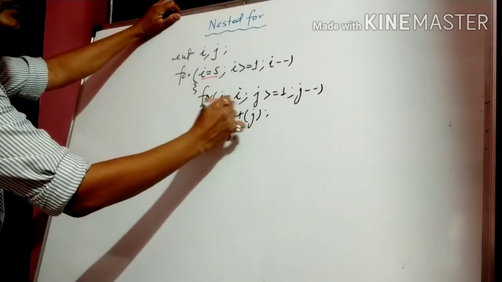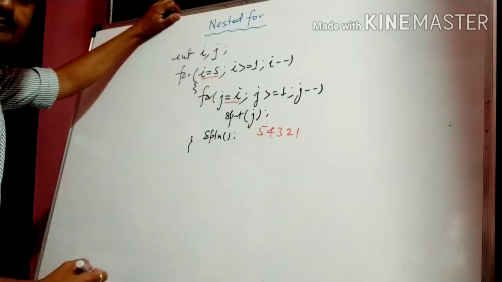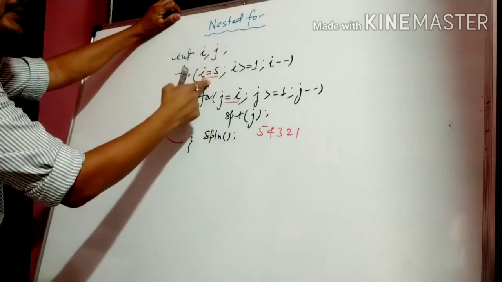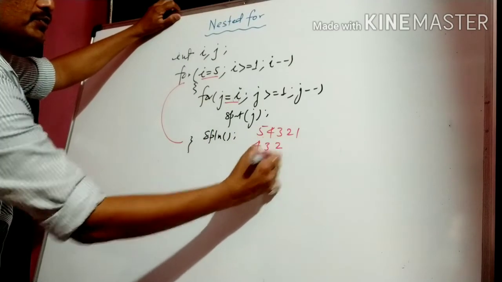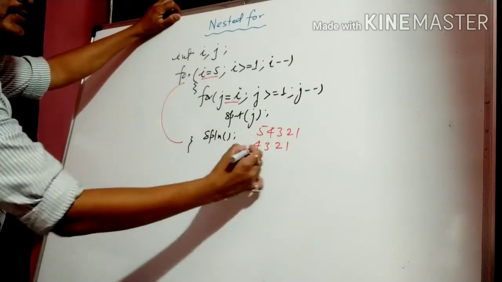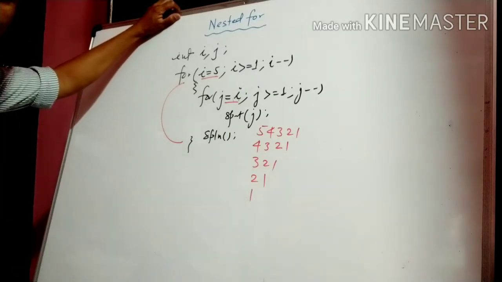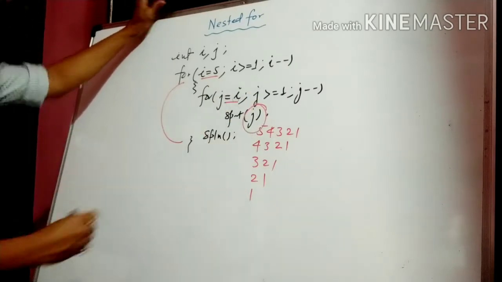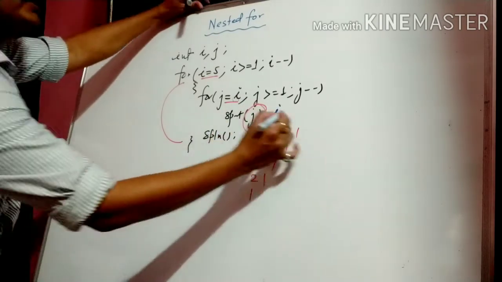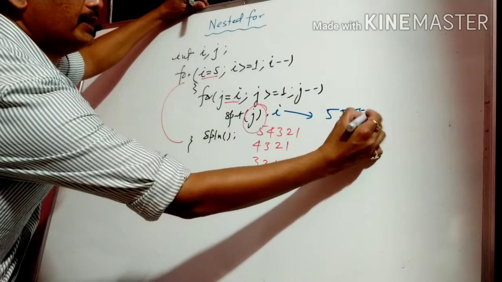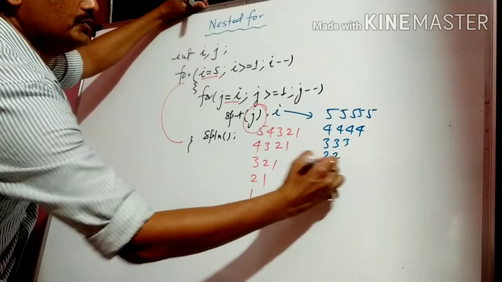I is 5, j will be 5, 5 to 1: 5, 4, 3, 2, 1. Line change, this is minus minus, so I is 4, the value of j will be 4, 4 to 1: 4, 3, 2, 1. Next time that will be 3, 3, 2, 1. Next time that will be 2, 1, and finally this will be 1. And instead of j, if you children print I here, in this case what will it print? It will print 5, 5, 5, 5, then 4, 4, 4, then 3, 3, then 2, 2, 1.